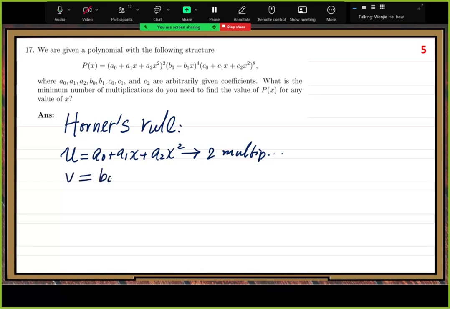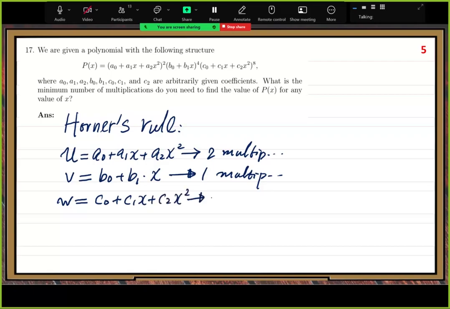V, B0 plus B1 x, 1 multiplication. Third pair of parentheses, W, C0, also 2 multiplications. So the first step, you get 2 points. If we apply Horner's rule to get these numbers, you get a 2 out of 4.